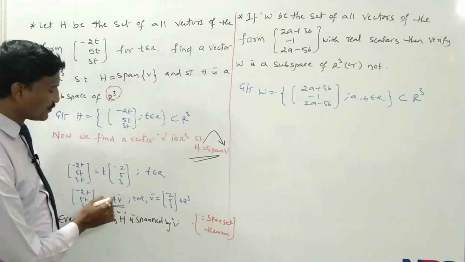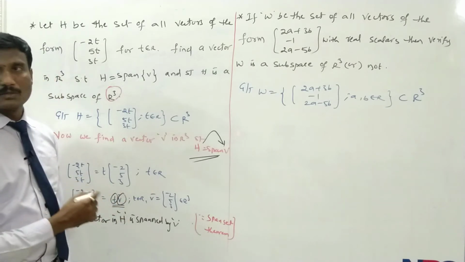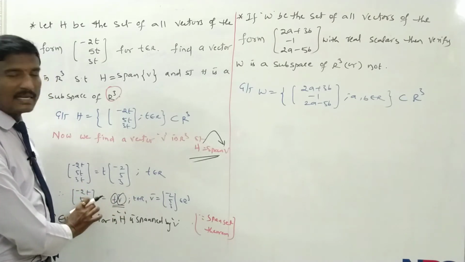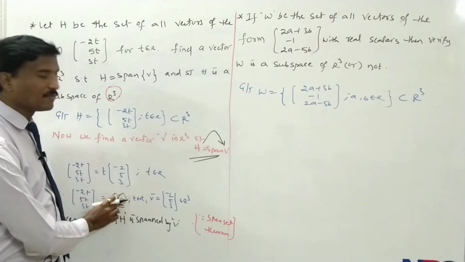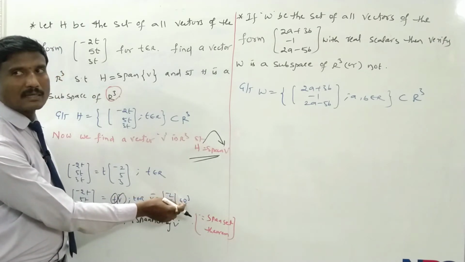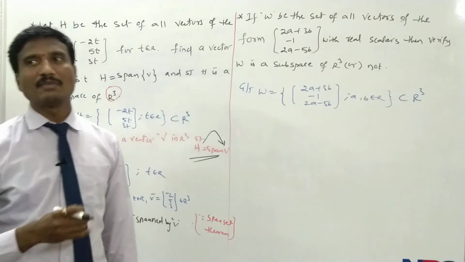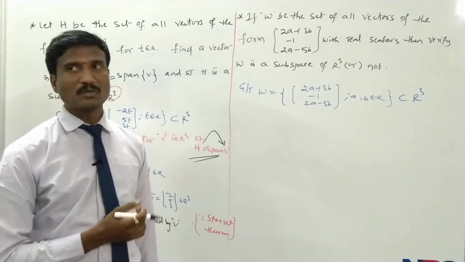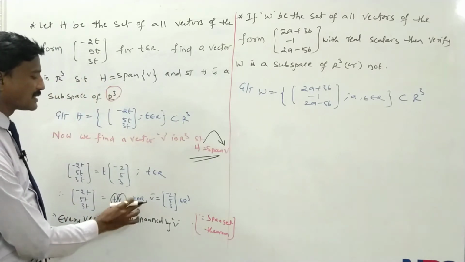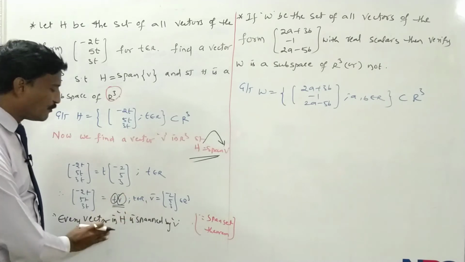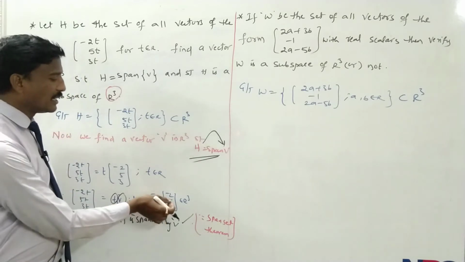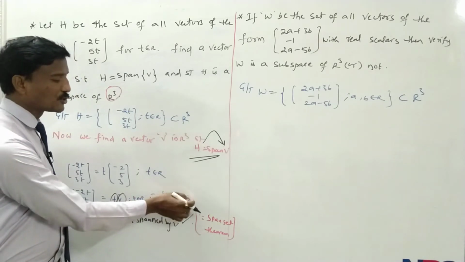So how can you write this? t is a scalar and v bar is a vector. So this is nothing but a linear combination of the vector. (-2t, 5t, 3t) can be written as a linear combination of the vector v bar, where v bar equals (-2, 5, 3), a vector in R3. Whenever you write a linear combination of vectors, that is nothing but the span of the vector. So (-2t, 5t, 3t) can be written as some scalar times the vector. Therefore every vector in H is spanned by a vector in V, where V is here (-2, 5, 3). This vector belongs to R3.